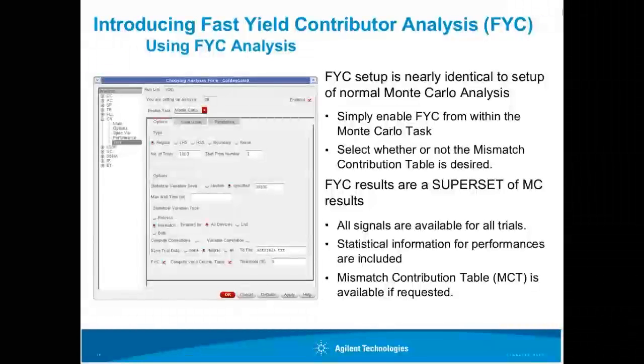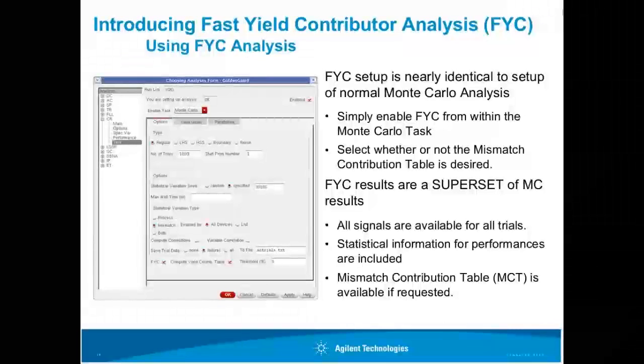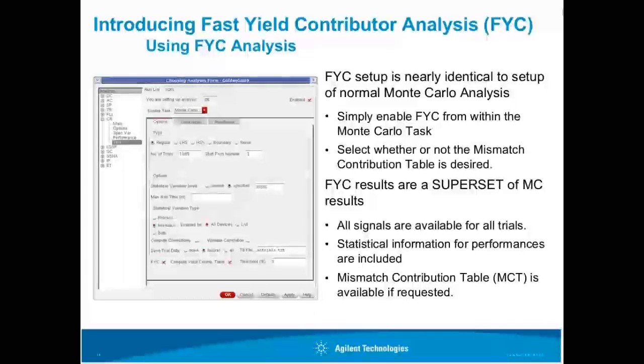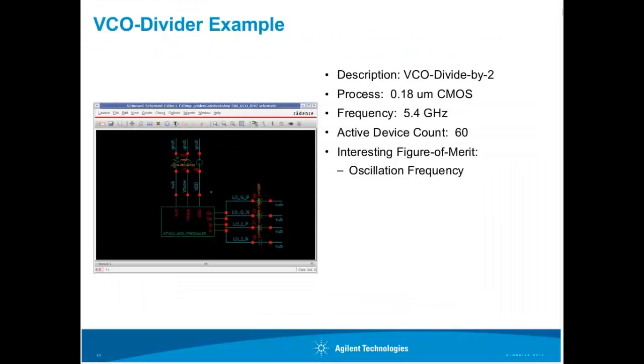Actually, let me pull up a curve from something that I plotted. Let me find the plot. If you look at the mismatch contribution table, you're going to see that what we're looking at is the standard deviation of the output. So when you look at the standard deviation of the output, you're getting both the variation of the signal and the linear relationship between that variation and that figure of merit.